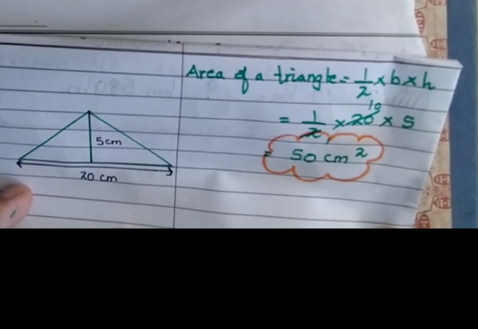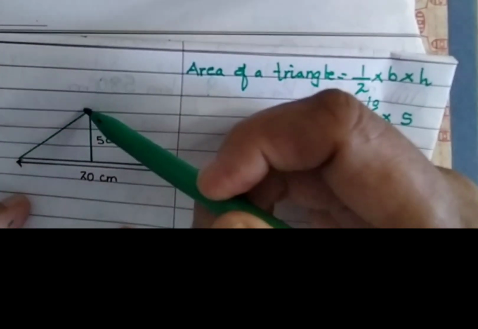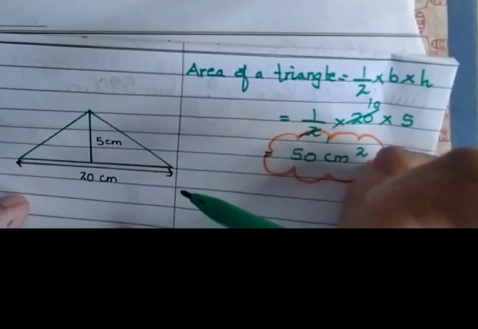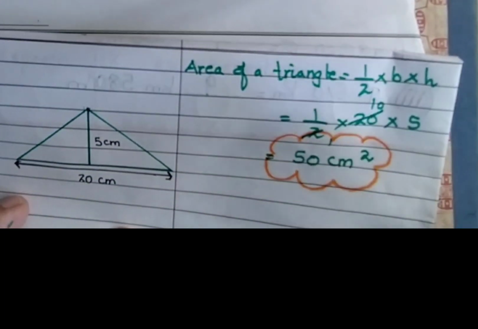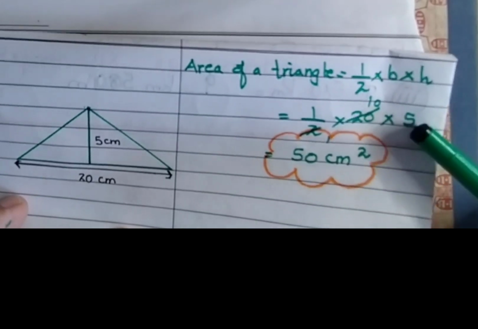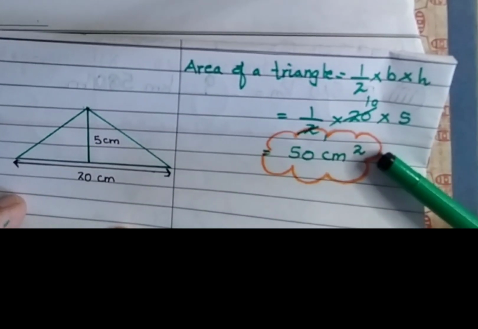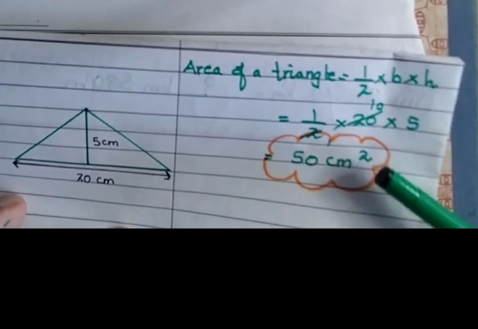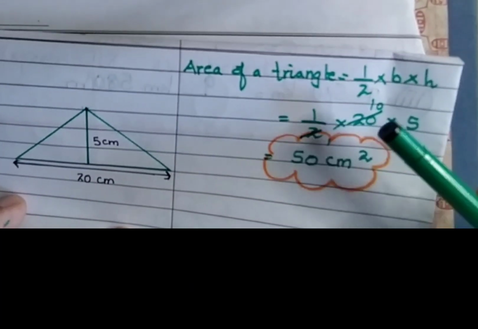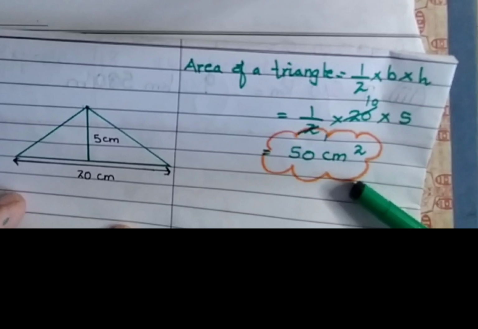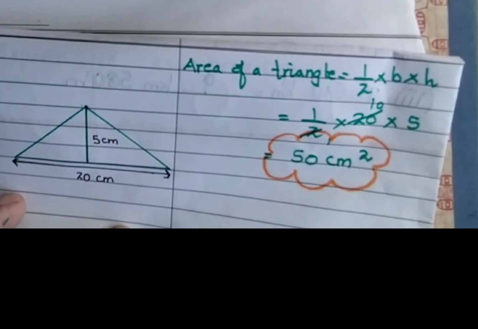The lines are perpendicular to one another, 20 and this line, they are running perpendicular. It makes a T shape, right? So what is the formula? It has to be written first. Your base is 20 and your height is 5. So do the simplification. 2 times 10 is 20 and 2 times 1 is 2. So 10 5s are 50 centimeter square will be your answer.